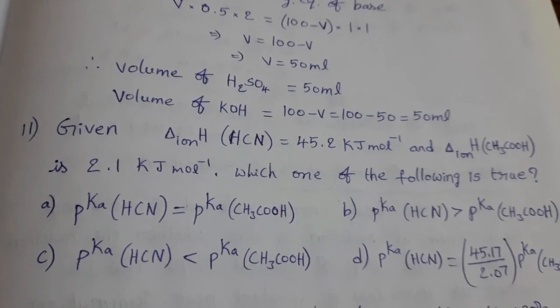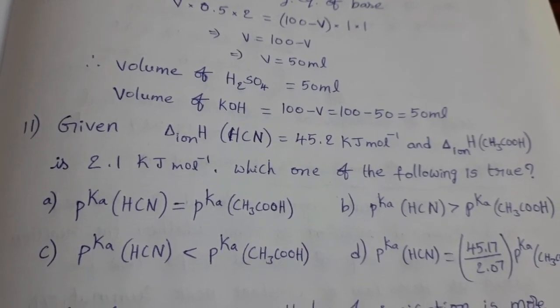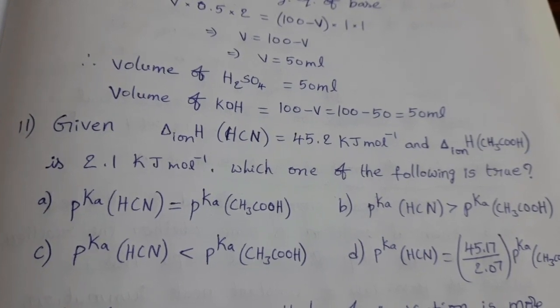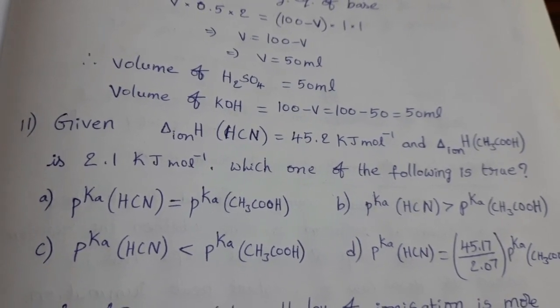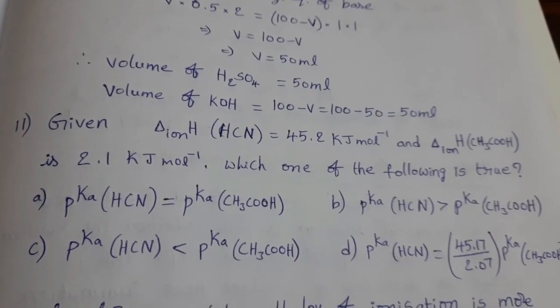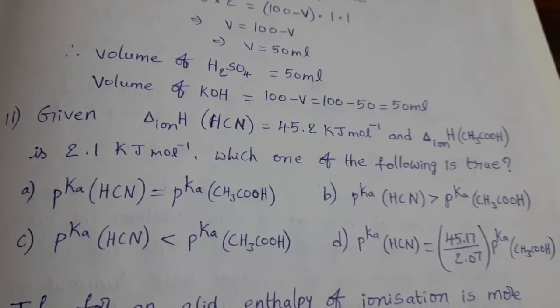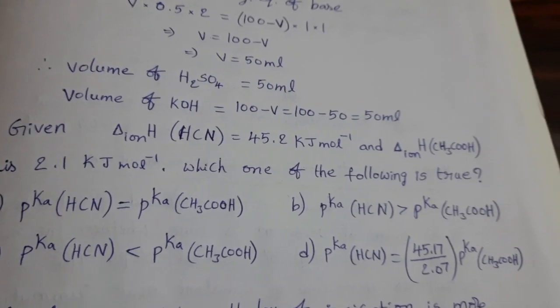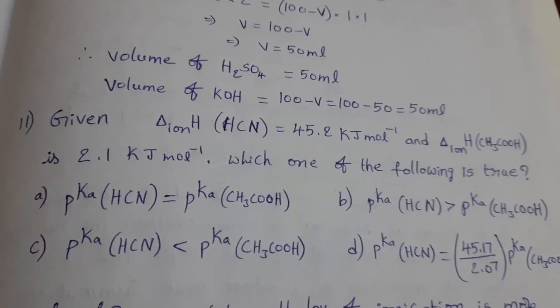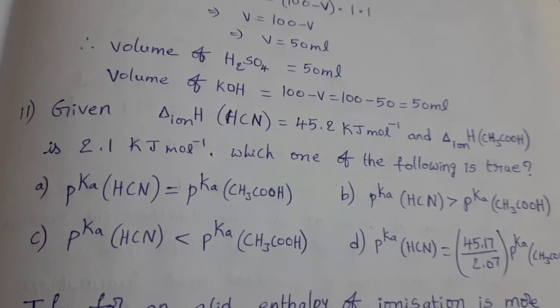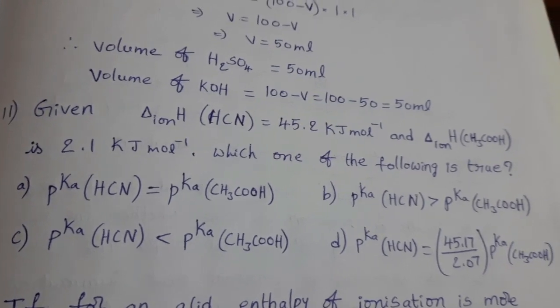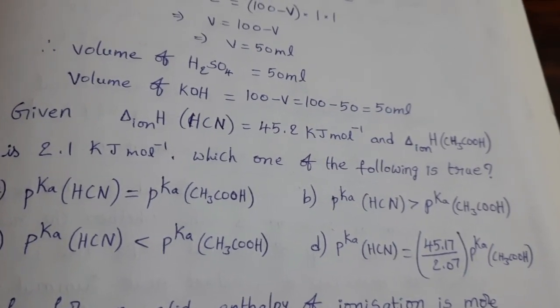In last class we completed numericals related to enthalpy of neutralization. Now see the next one. Given enthalpy of ionization of HCN equal to 45.2 kilojoule per mole and enthalpy of ionization of acetic acid is 2.1 kilojoule mole inverse. Which one of the following is true?